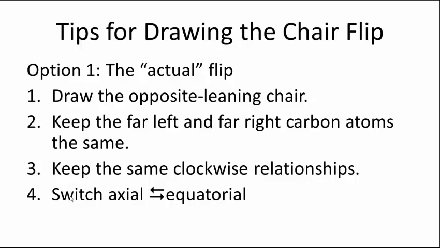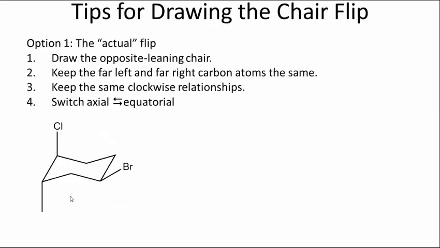One is what I call the actual flip. In the actual flip, all you're doing is drawing it as it actually appears when you flip one side up and one side down. So if you start with a chair that leans to the right, you're going to end up with a chair that leans to the left, because you flip the left side up and the right side down. You keep the far left and far right carbon atoms the same. So if I number these, with a 1 on the left side and a 4 on the right side, 1 is still my far left atom and 4 is still my far right atom.